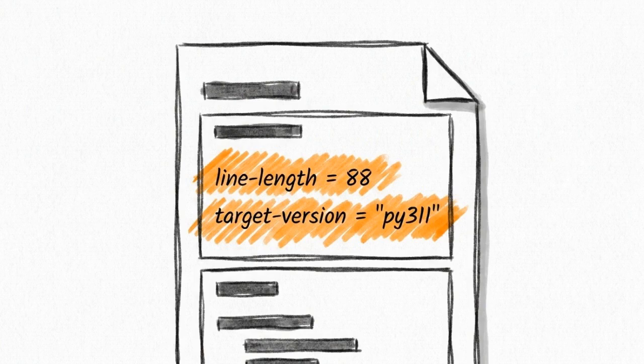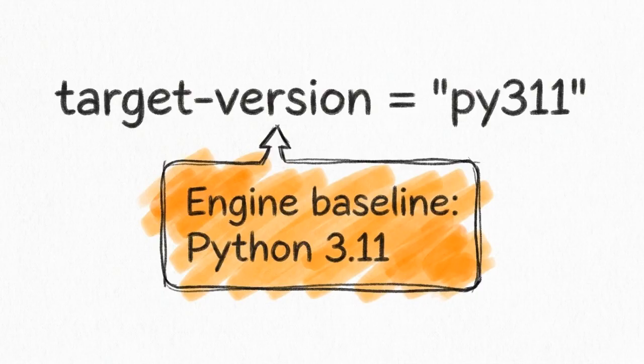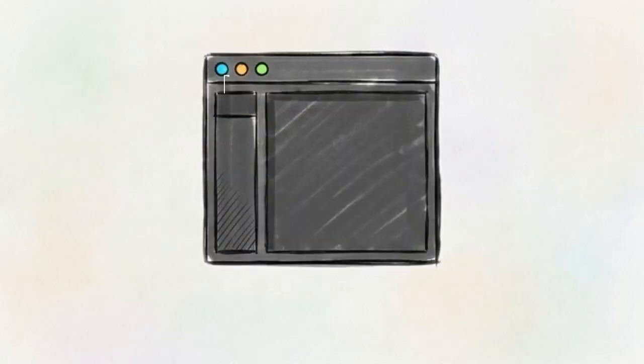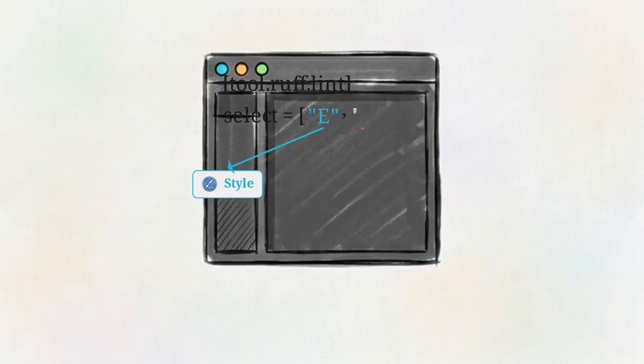We establish the wrap point with line-length equals 88 and set our target version to Python 3.11. That target version is a critical parameter. It informs the engine about your minimum supported Python version, allowing it to suggest modern syntax upgrades that are compatible with your specific deployment. Below the global settings, we define our specific rule sets inside the tool.ruff.lint block.